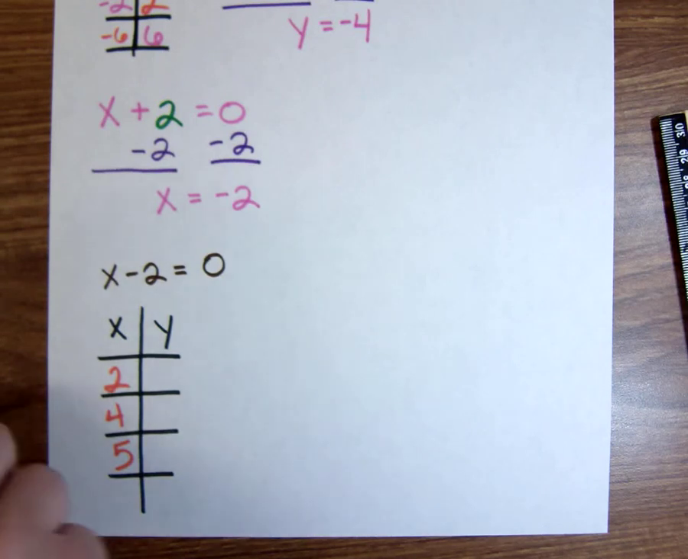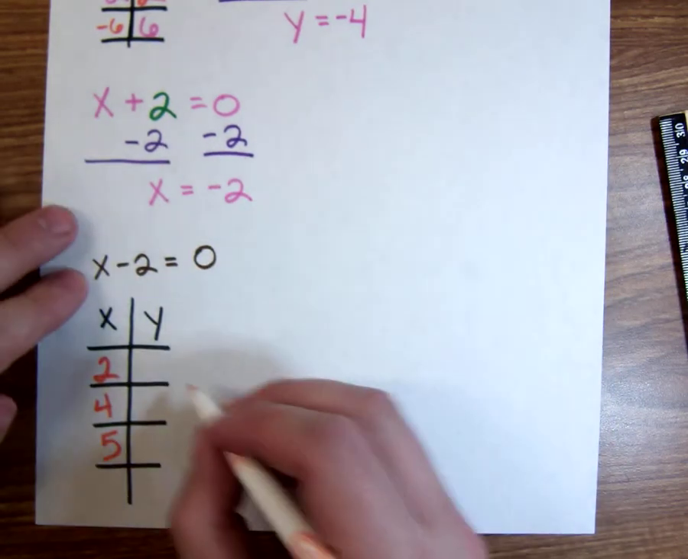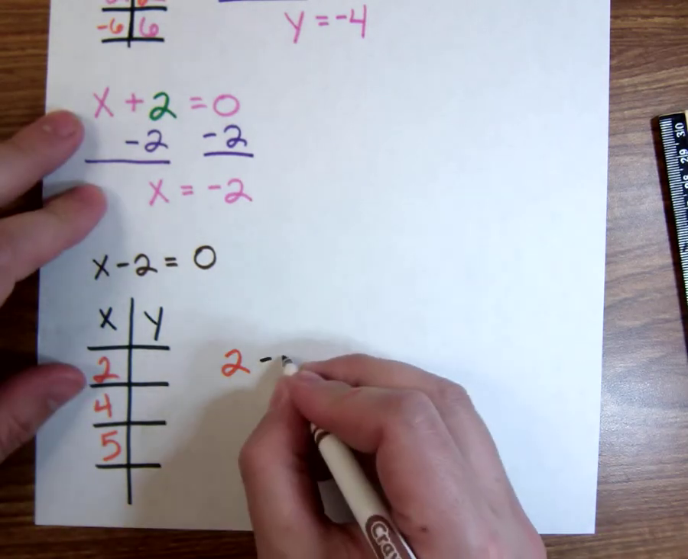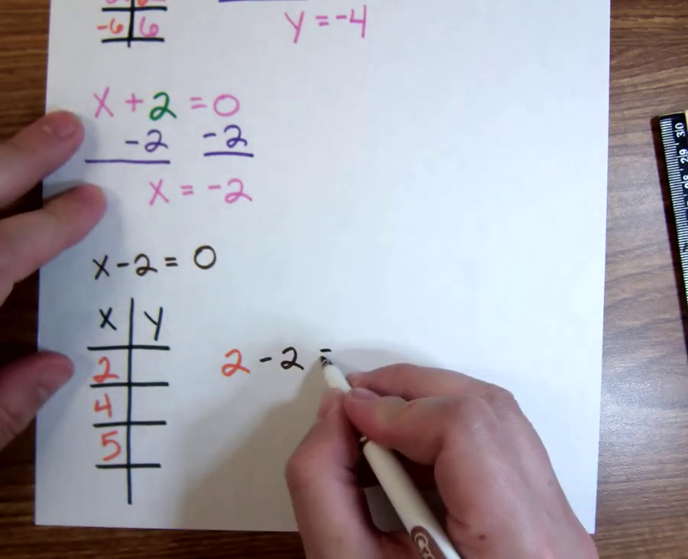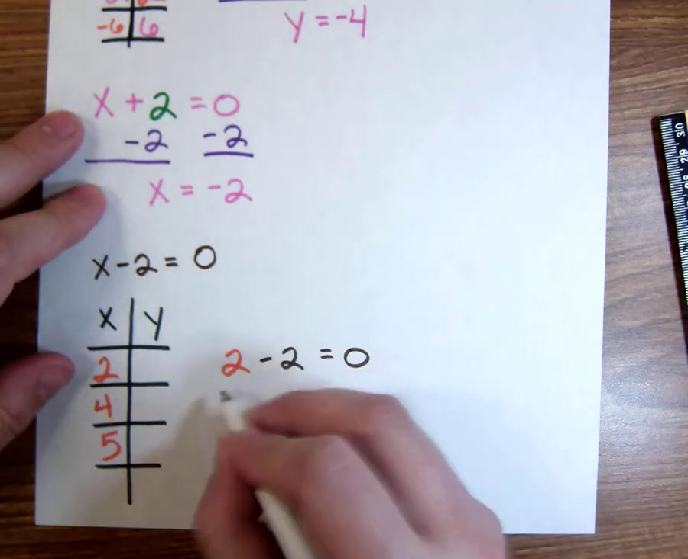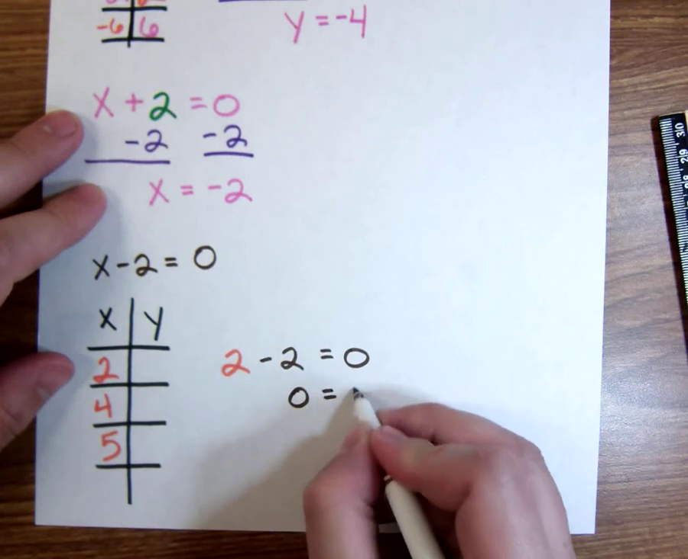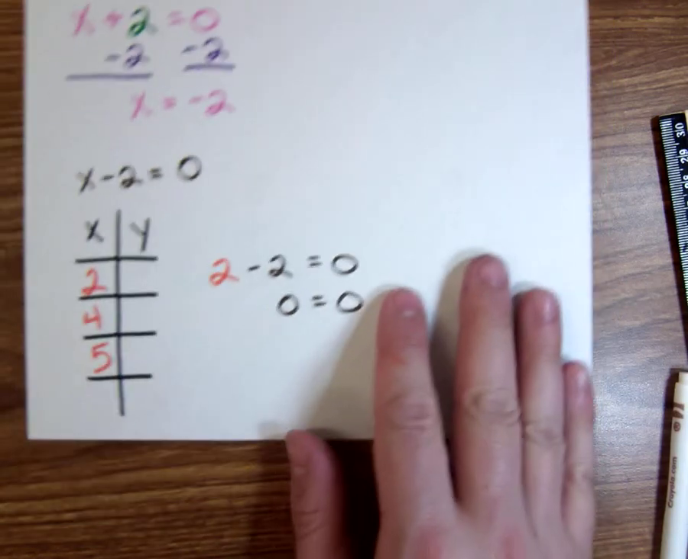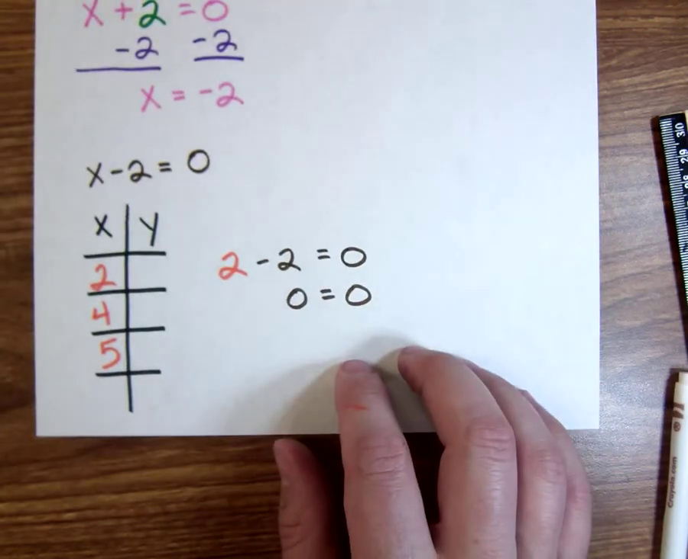Okay, let's plug it in. So instead of x minus 2, I'm going to have 2 minus 2 equals 0. So when I combine these, I get 0 equals 0. What's y going to be? There's no y. That doesn't say y equals 0. It says 0 equals 0. What the heck? Y is 2? Oh, wait. Hold on. No, the answer is negative 2.